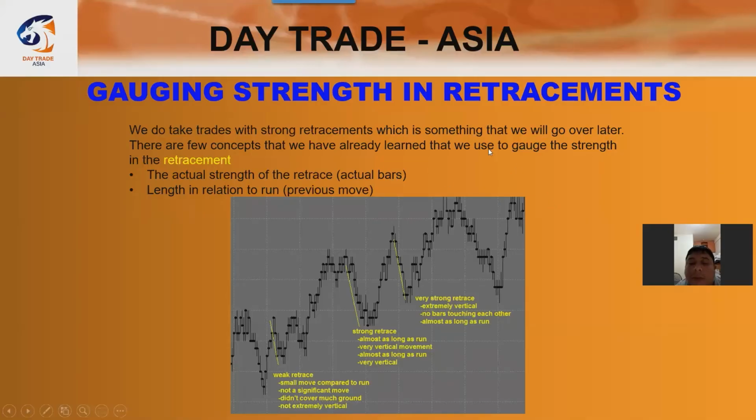So that's how we gauge strength in retracements, the same way you gauge strength in runs as well. Pareho.